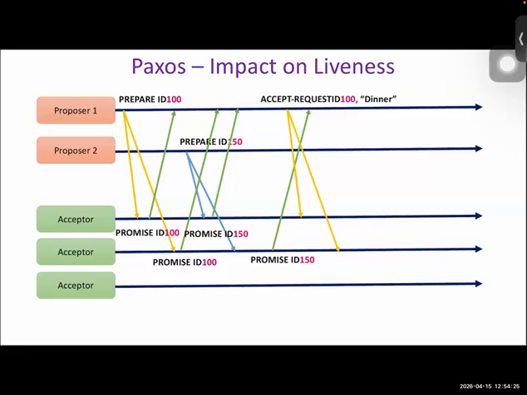Why? Because the first promise ID 100 is the acceptor request 100 for dinner. That is ignored because the new promise came later with the new ID, 150. So then it's up to the choice. What is the time limit between these two rounds to regenerate the next prepare ID 200? So there is no termination guarantee on PAXOS.